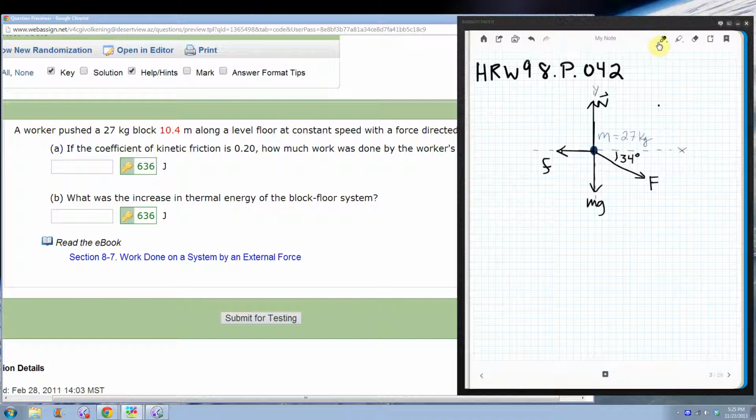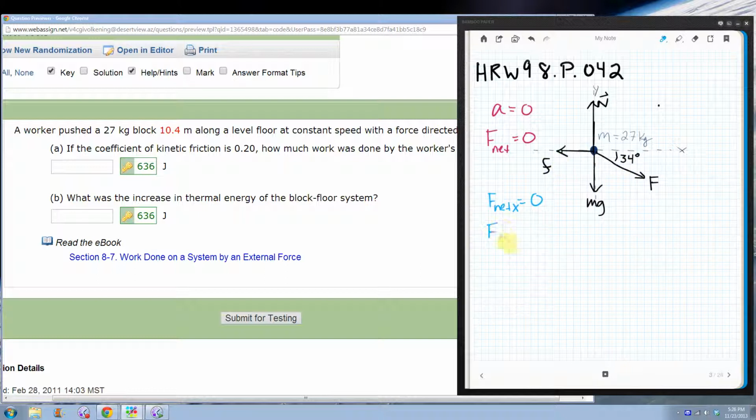Notice it said constant speed. That means that the acceleration has to be 0, which means the net force is 0. Just keep that in mind. Well, if the net force is 0, that means that in the x direction, these two things are going to have to cancel out. The net force in the x direction is 0. Then I need this and this to cancel out.